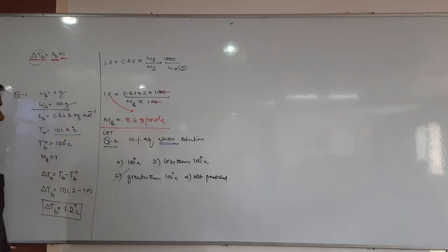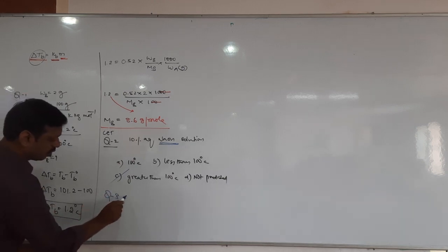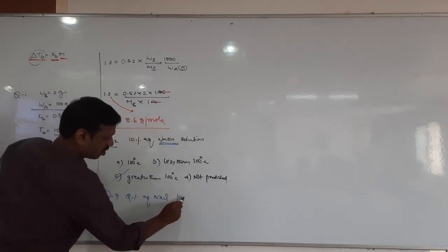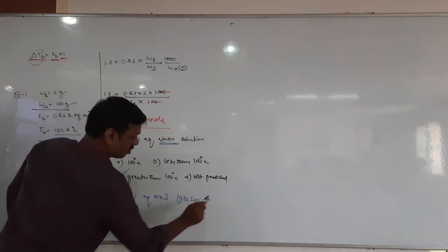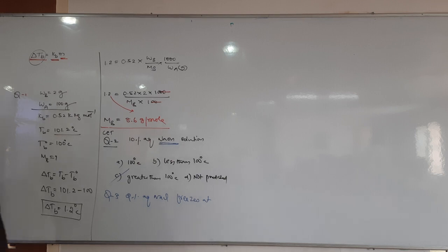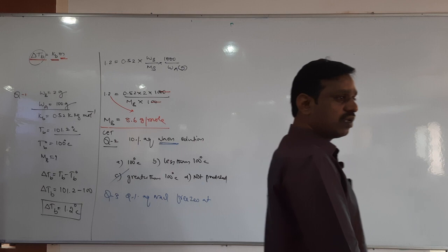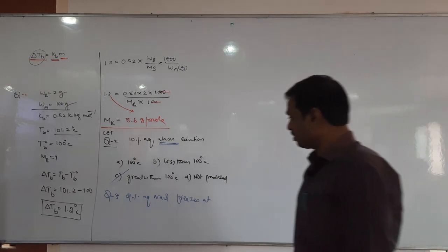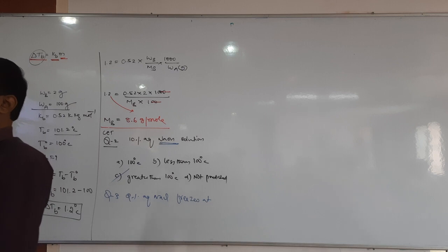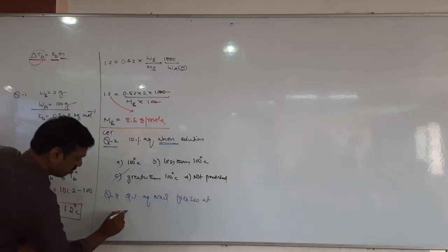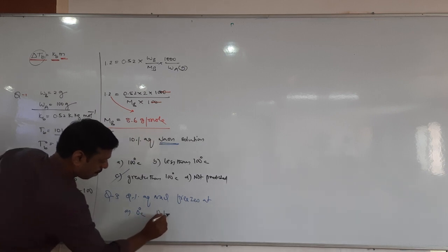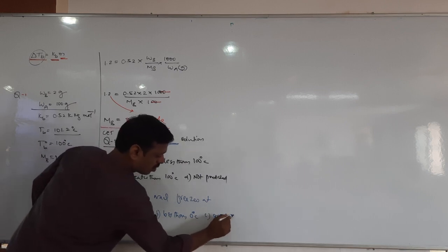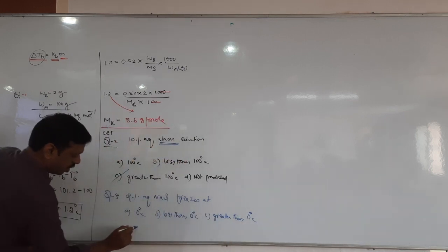Now let us take one more question. 2% aqueous NaCl freezes at: A, 0 degrees Celsius; B, less than 0 degrees Celsius; C, greater than 0 degrees Celsius; D, cannot be predicted.